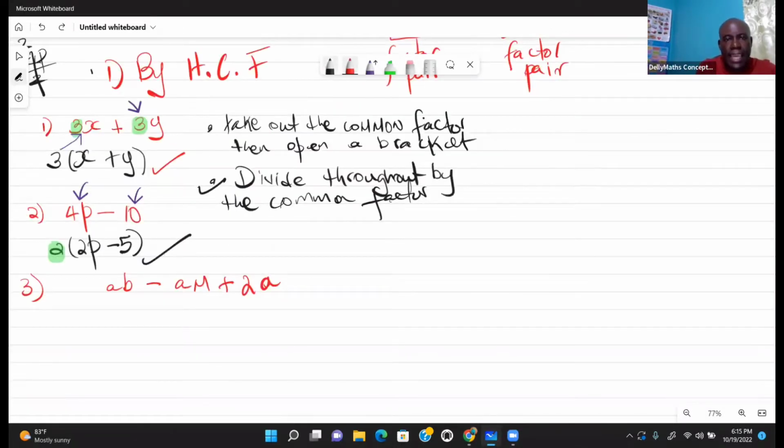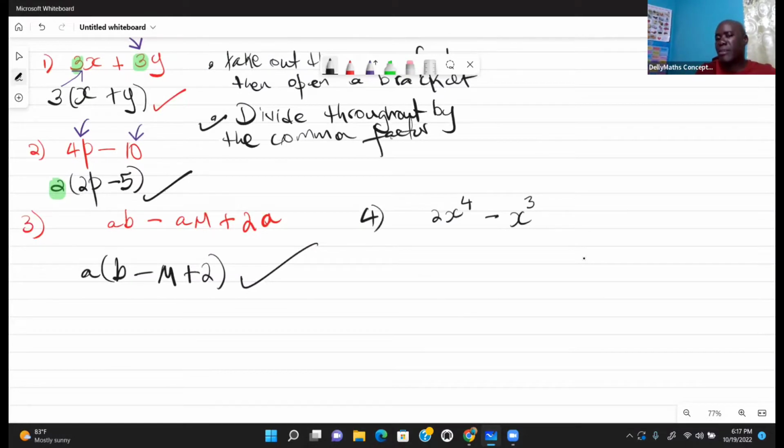It's common. So you take the letter A out. You open a bracket. Then you're going to divide the A into these terms. So A into AB, A cancels leaving the B. A into minus AM, A cancels leaving minus M. A into positive 2A, A cancels leaving plus 2. And you're done.